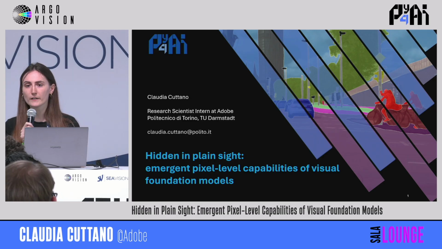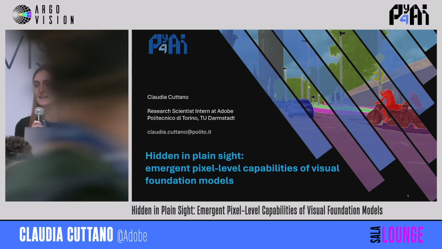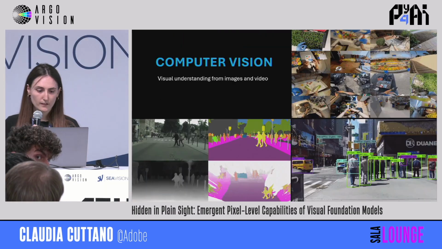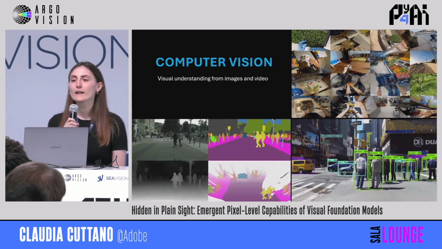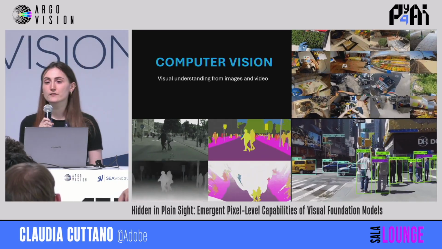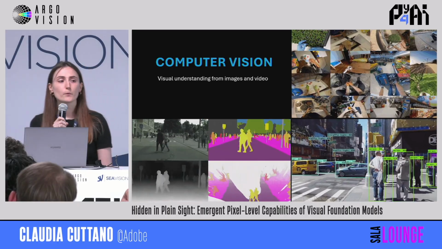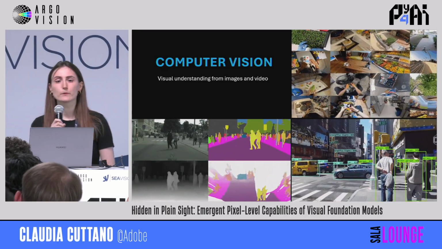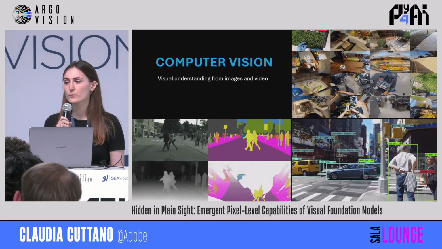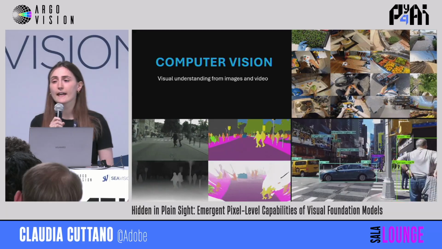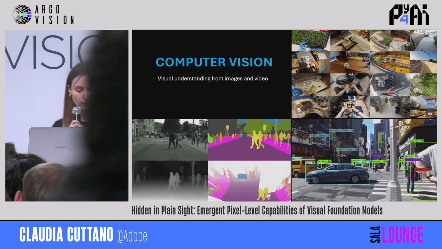So in this half an hour, I would like to talk about the usage of visual foundation models for dense pixel-level tasks in computer vision. I'm pretty sure that all of you know what computer vision is, but just to be sure, when we talk about computer vision, we are referring to all the tasks that involve visual understanding from images and videos. So we have tasks like semantic segmentation, where we want to classify each pixel of an image. We have tasks such as depth estimation, where we want to estimate the depth of a scene. And we have tasks such as object detection, where we want to estimate bounding boxes for the objects.